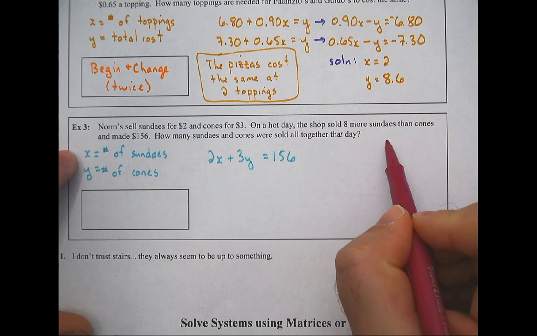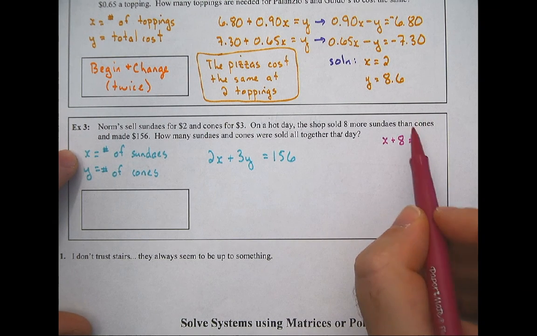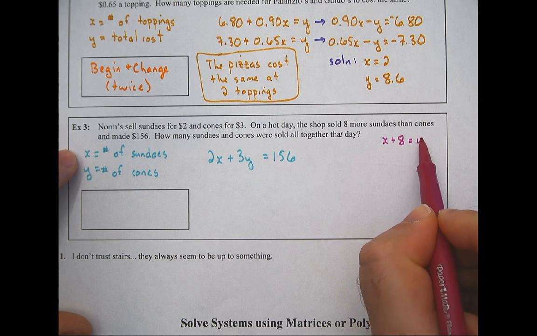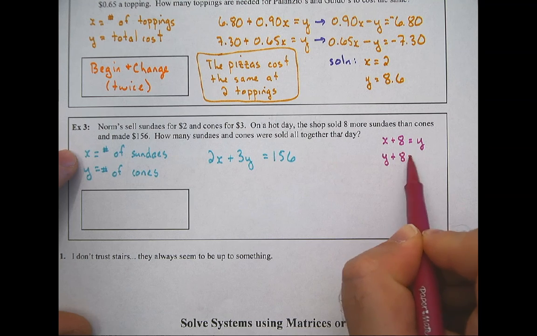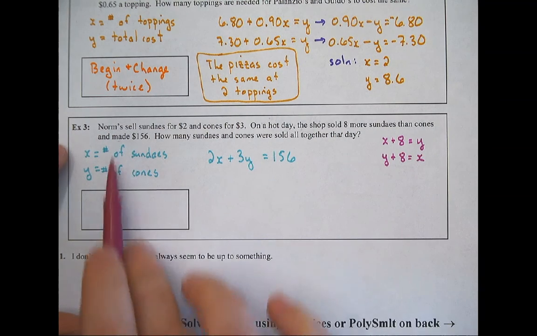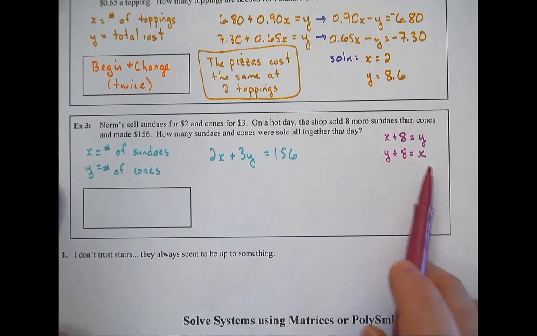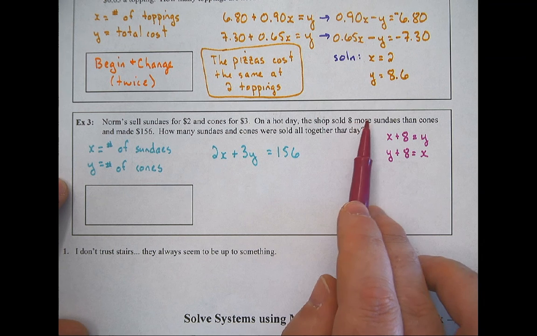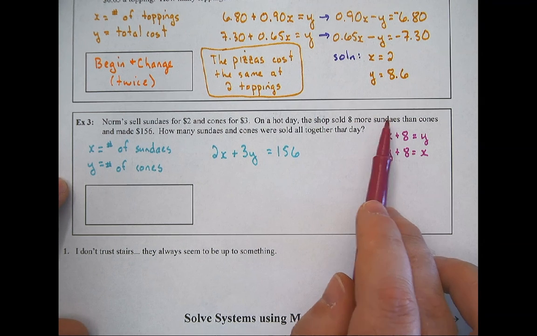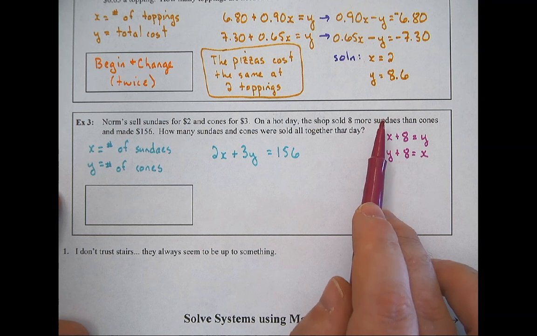So what I learned as a kid, because I could never do this on my own, is I would write it out both ways. I would say X plus 8 is Y, or Y plus 8 equals X. And then I would use my variables to try to understand which one made sense with the story. The shop sold 8 more sundaes. That means the sundaes should be the bigger number because they sold more sundaes.